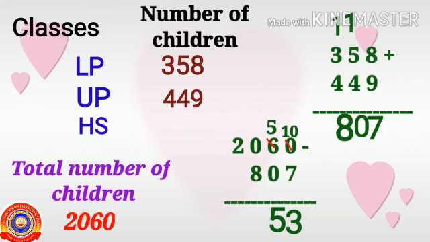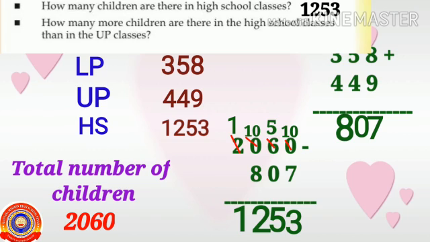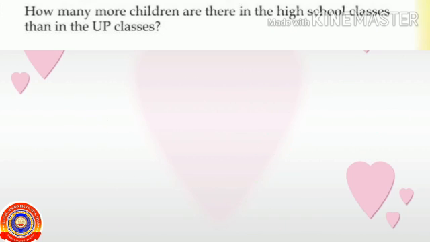Here we can't subtract 8 from 0. So borrow 1 from 2. So 0 becomes 10 and 2 becomes 1. 10 minus 8, 2. And 1 is here, 1253. How many children are there in high school classes? 1253. The next question. How many more children are there in the high school classes than in the UP classes?